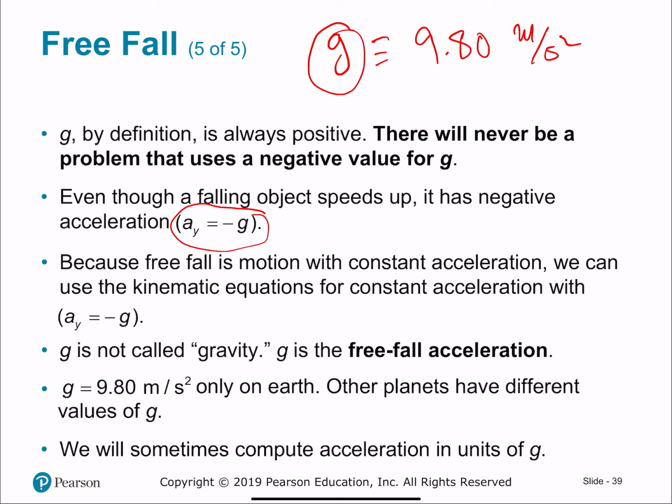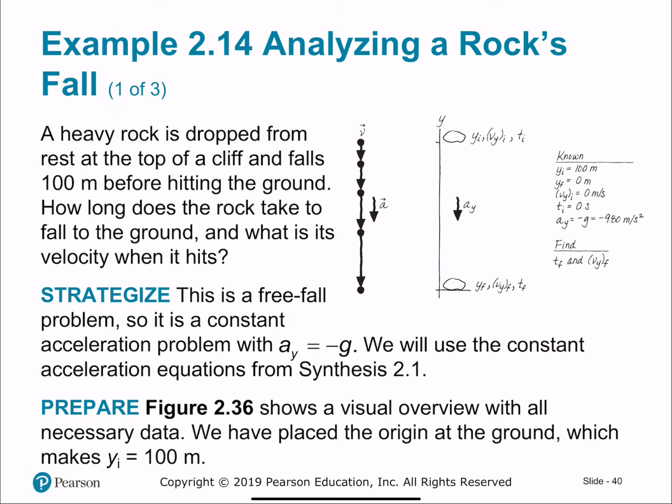So we use the kinematics equations for constant acceleration. The value is 9.8. And sometimes we will talk about units of acceleration in units of g. Sometimes they say that a rocket has an acceleration of 2.2 times g, right? So when you say that, it means that the acceleration would be 19.6 because it's 2 times that number.